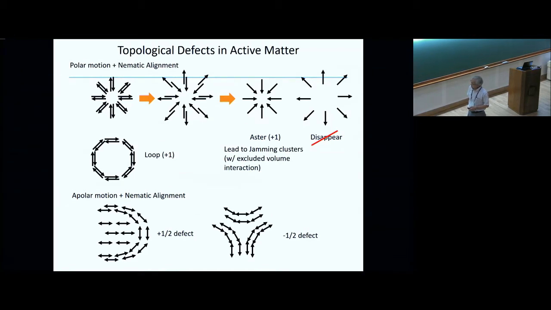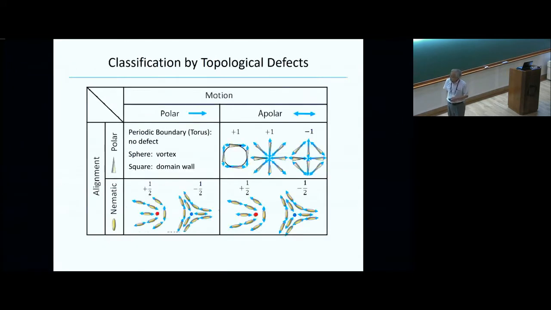And in a system with steric interaction, we can expect to observe a topological defect, and especially in nematic active matter, an active nematic system, we expect +1/2 or -1/2 topological defects, because this is a signature of the nematic system. In a polar system, we cannot expect this half-integer topological defect.